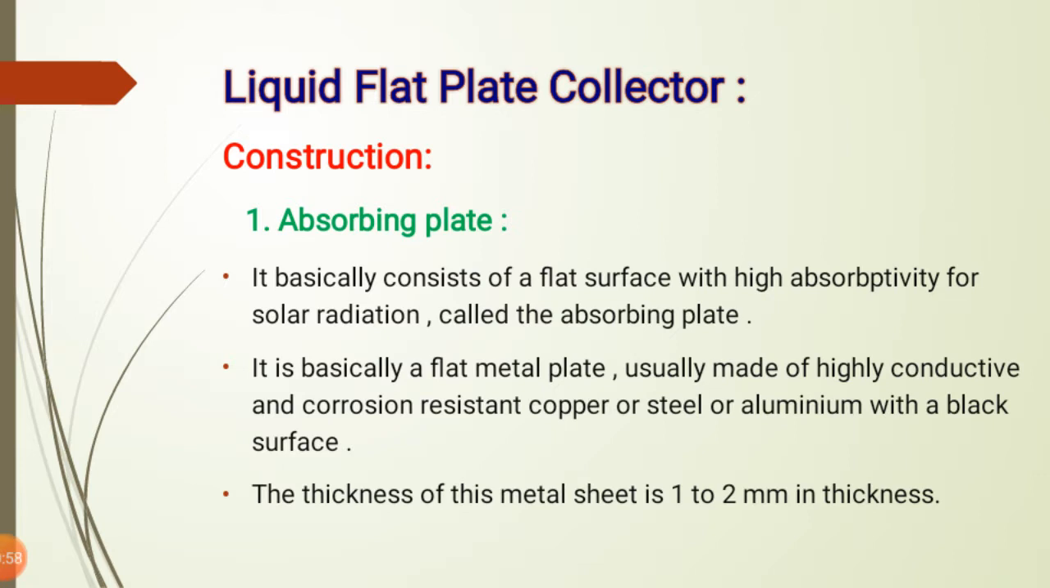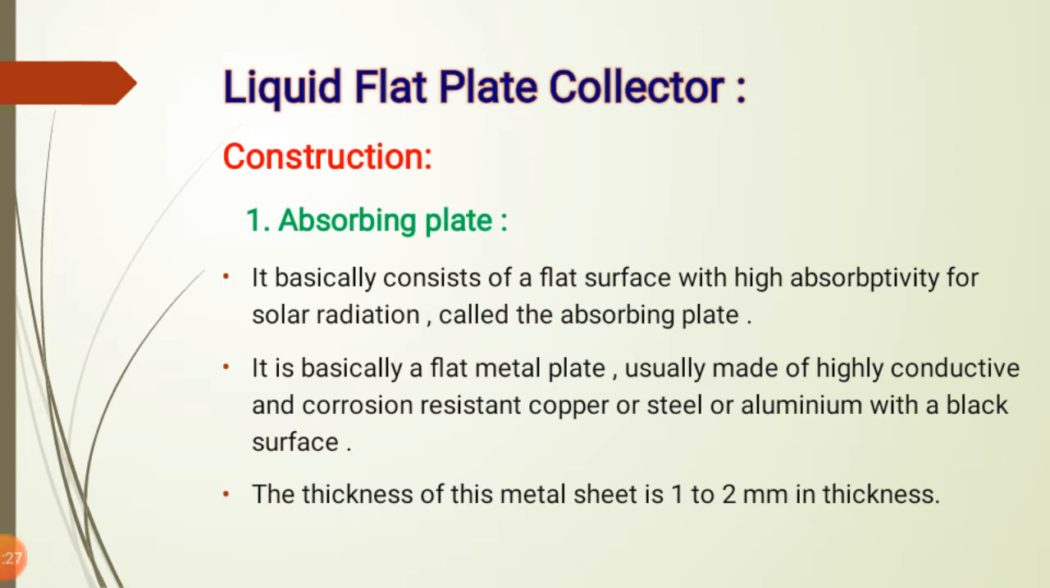First we see the construction. We know that in the last video we discussed there are different parts of the liquid flat plate collector: the absorbing plate, transparent cover, collector box, and different types of tubes which are used for the water circulation. Now let's see the construction of the liquid flat plate collector.